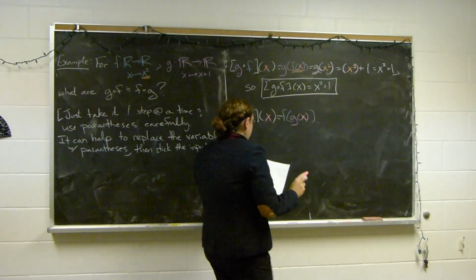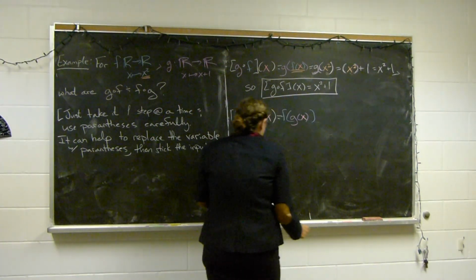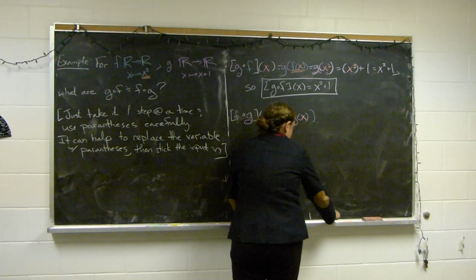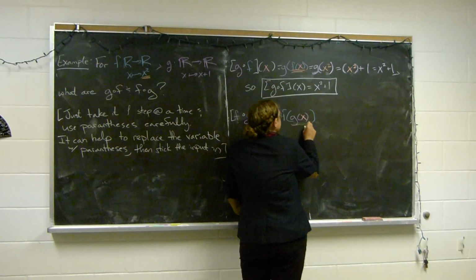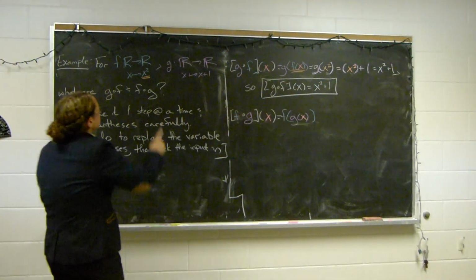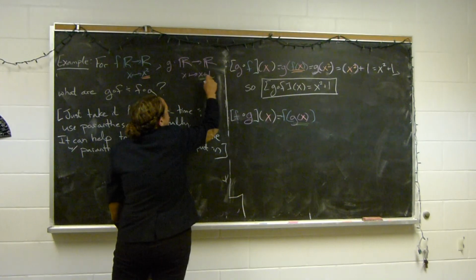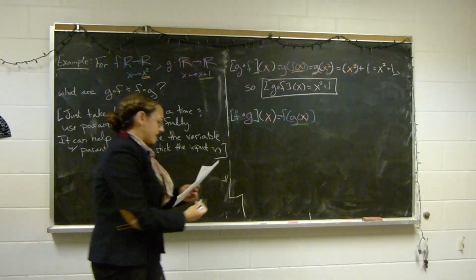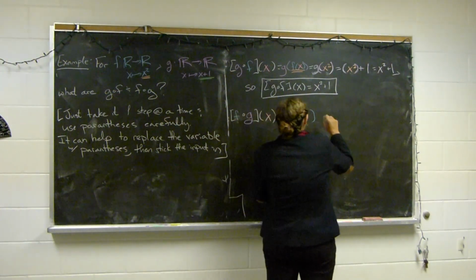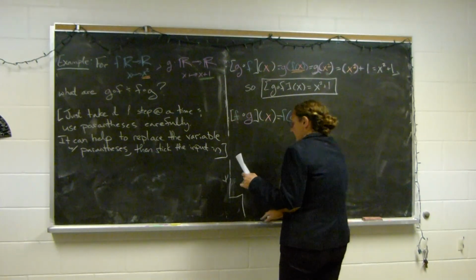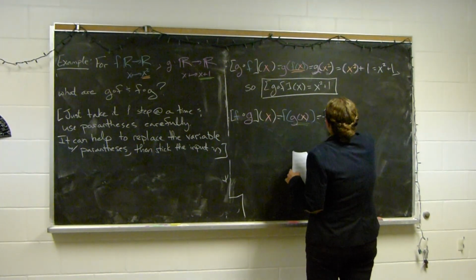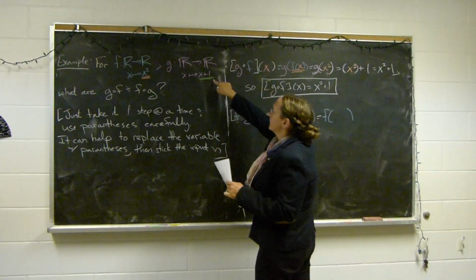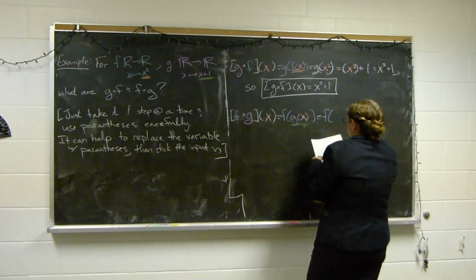Okay. And now I look and I say, okay, I can do this. This isn't too scary. I have a G of X here. I know what G of X is because I have over here that this is what G of X is, so I can just kind of replace that there. So I'm going to get F of, and I'm just replacing from over there, this is just X plus 1.